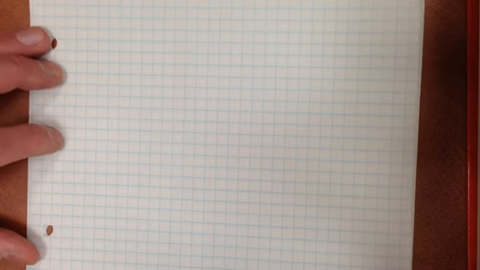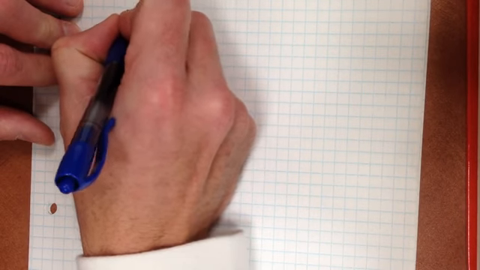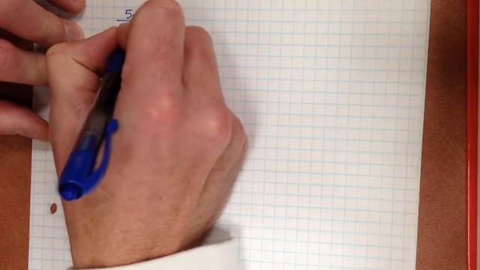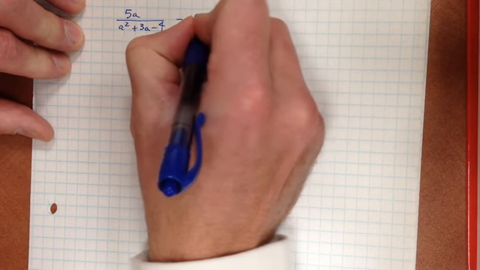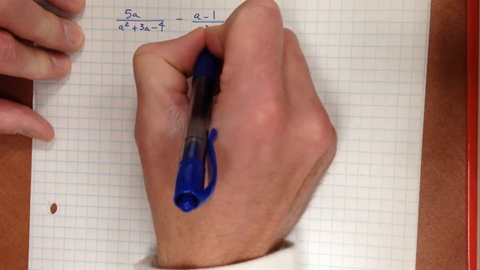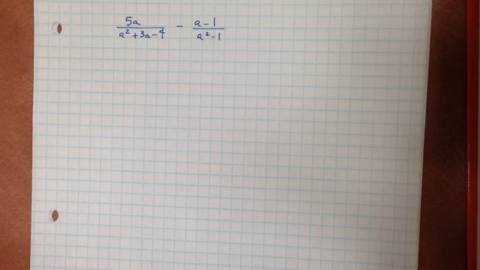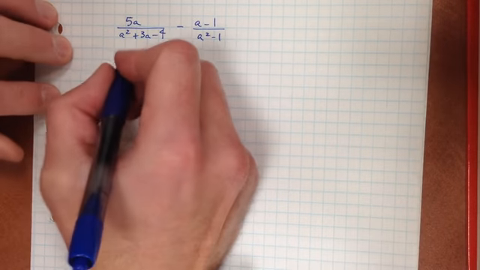We'll do one more here. That should work. 5a over a squared plus 3a minus 4, minus a minus 1 over a squared minus 1. So looking at that, we do not have a common denominator here. Okay, interesting. And looking at these denominators, I don't really know which values are going to make them 0, so one of the first things you want to do is some factoring.